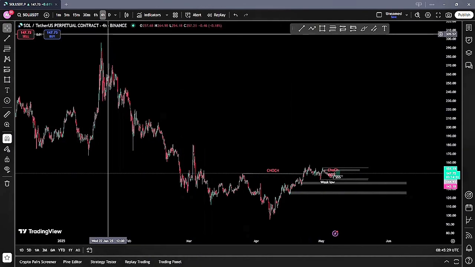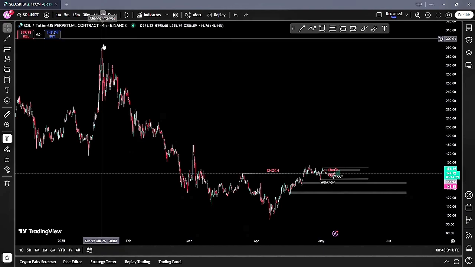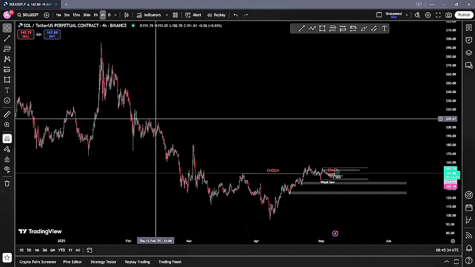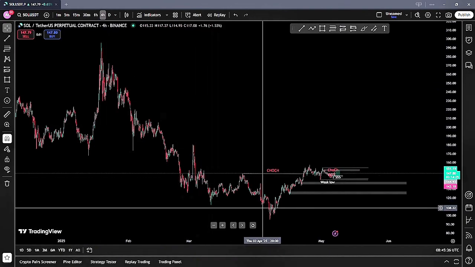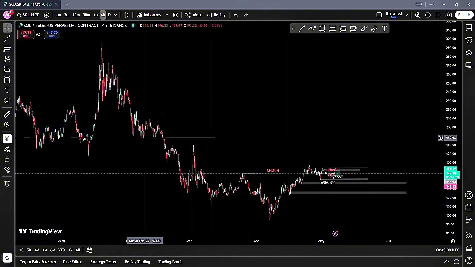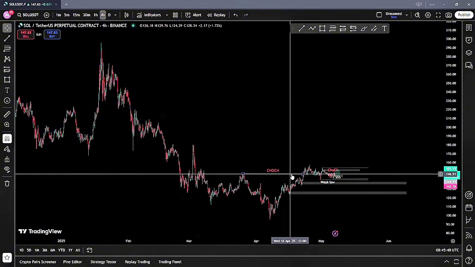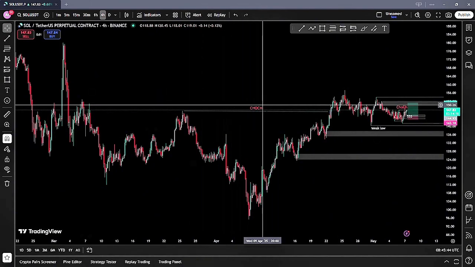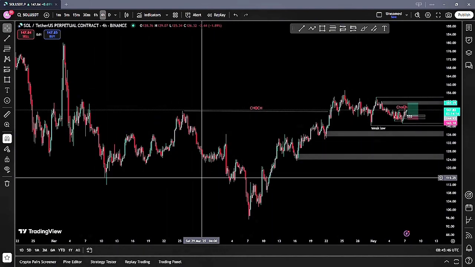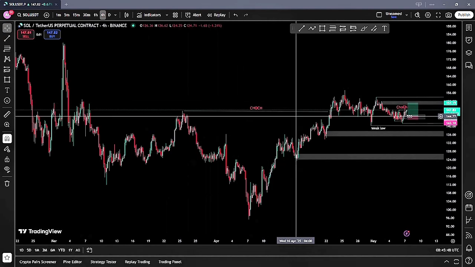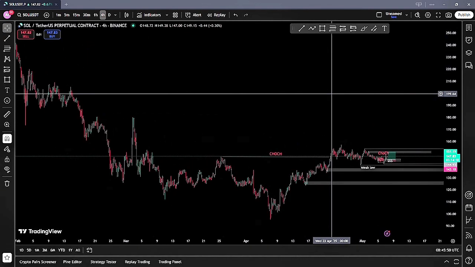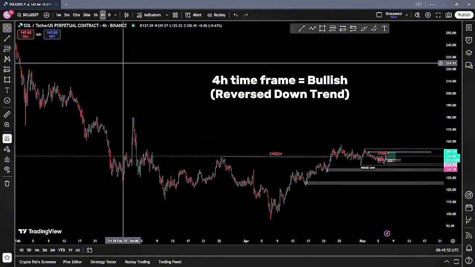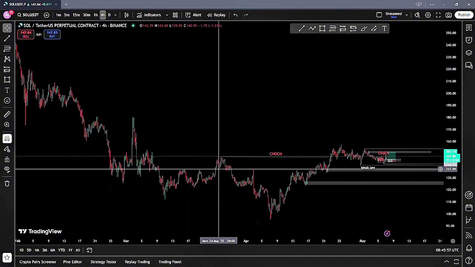Here we're starting off with the 4 hours time frame, right? And you can see we have a downtrend that has been exhausted. A downtrend that has reversed, and you can see the clear sign of reversal by this change of character we have here. So we have break of structure to the downside and change of character to the upside. Now this is already giving us a bullish sentiment, right? Giving us a bullish vibe because a downtrend has reversed.